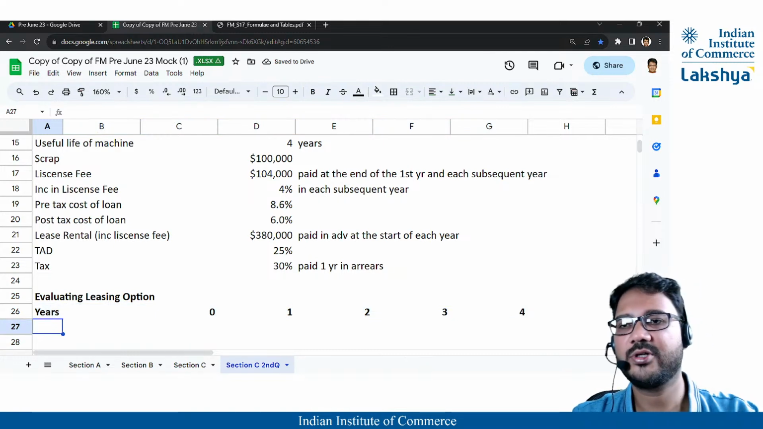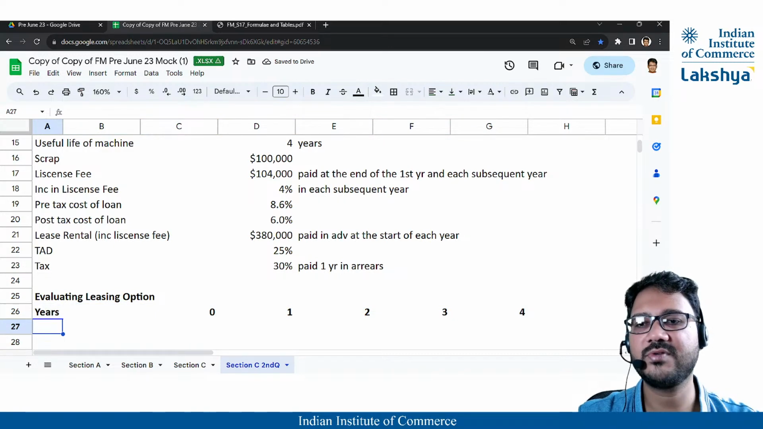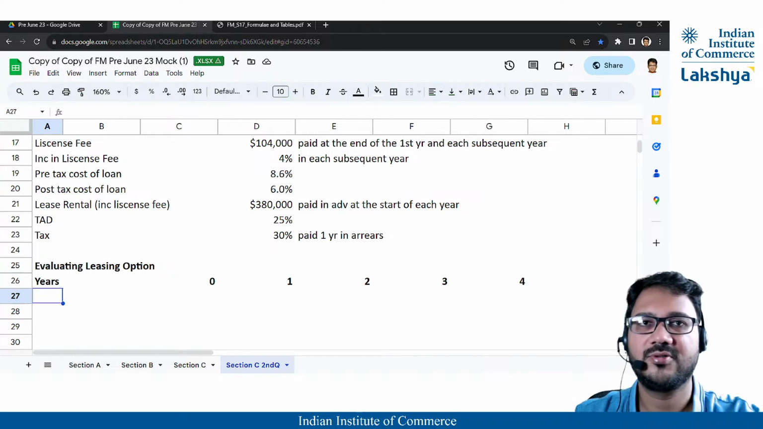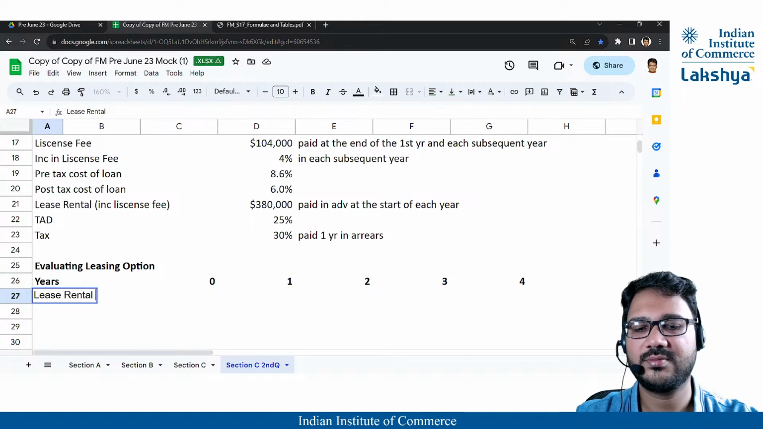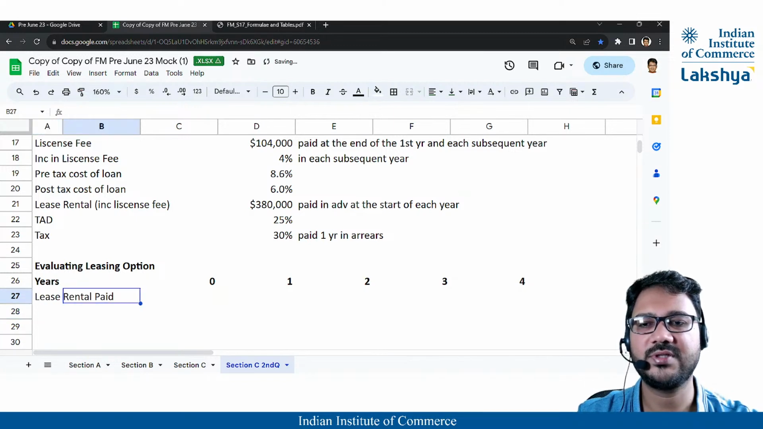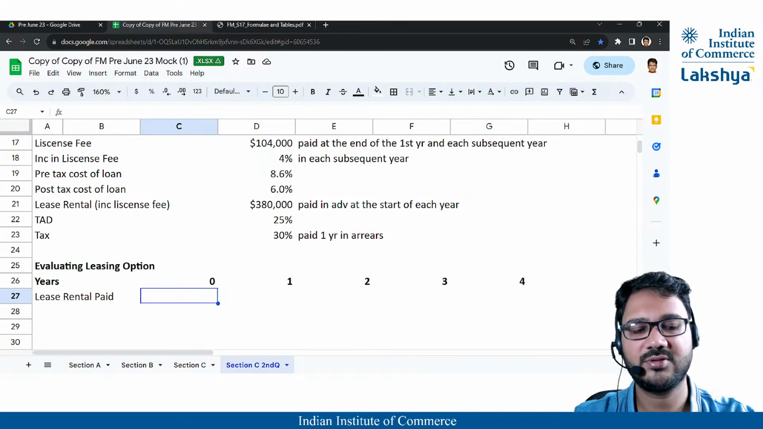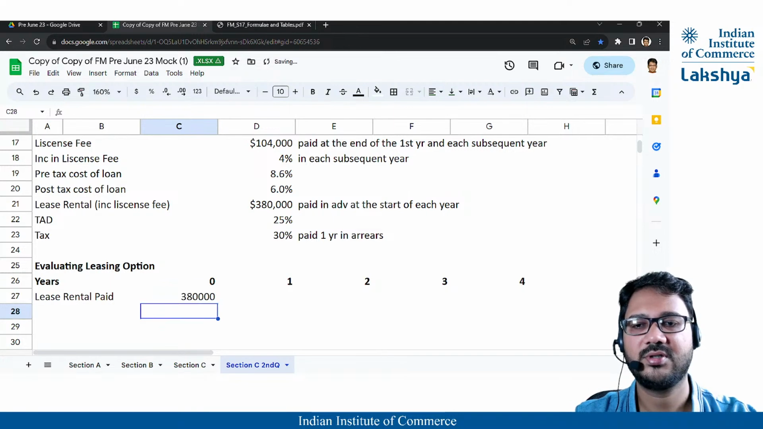So firstly, if we take it on lease, we just have to pay lease rent. That's it. Lease rental paid, which already includes the license fee. And lease rental is paid in advance at the start of each year. So for year one, we are paying it today itself. So $380,000. It's an outflow.